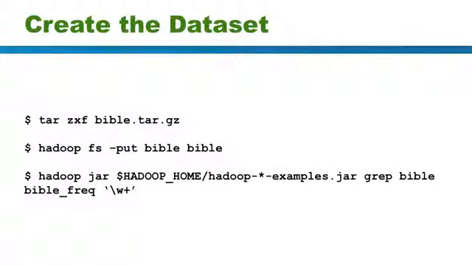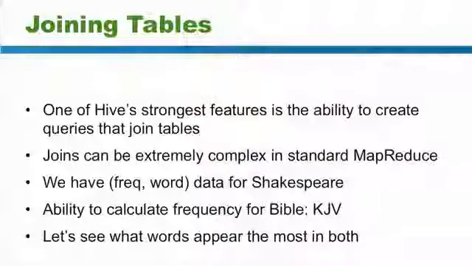So let's create the King James Bible dataset, because we're going to do a word count and join on these two datasets. This example is also in the Cloudera VM. So joining these tables. Joining is one of Hive's strongest points. It gives you the availability to do an outer join, an inner join, or even a map join. Joins can be extremely complex in standard MapReduce. In Hive, it's a simple command that you can add in one line, whereas in Java it could be 60, 70, 80 lines. So let's calculate the frequency of the King James Version Bible and see what words appear in both the Shakespeare text and the King James Version the most.